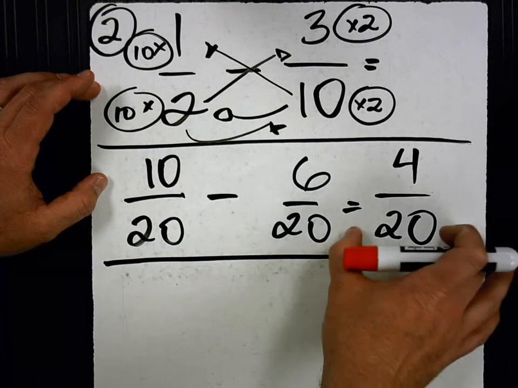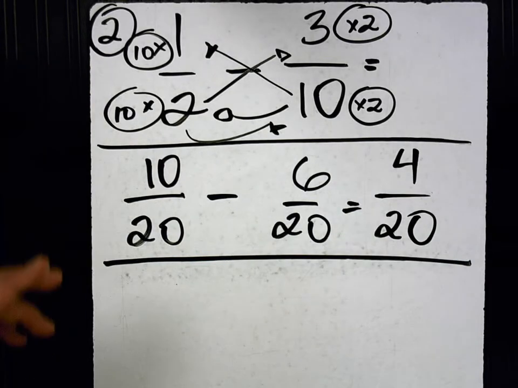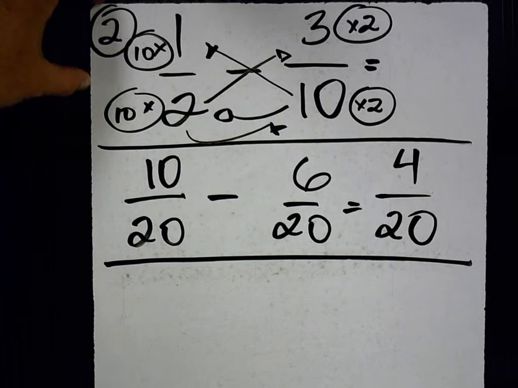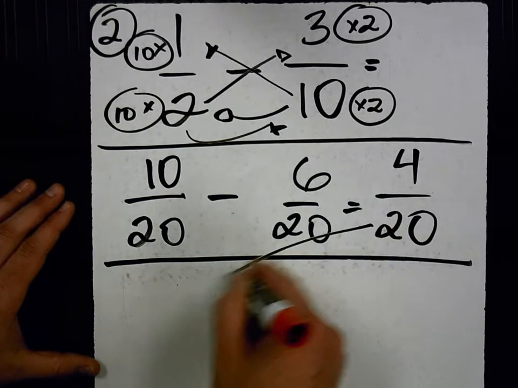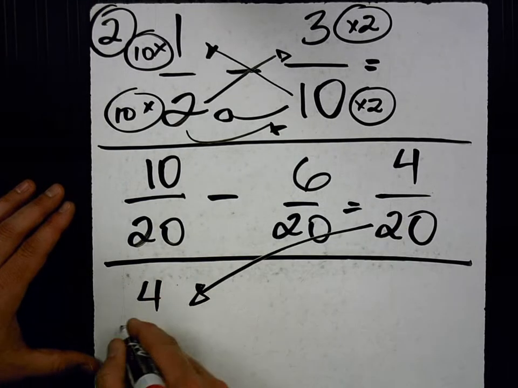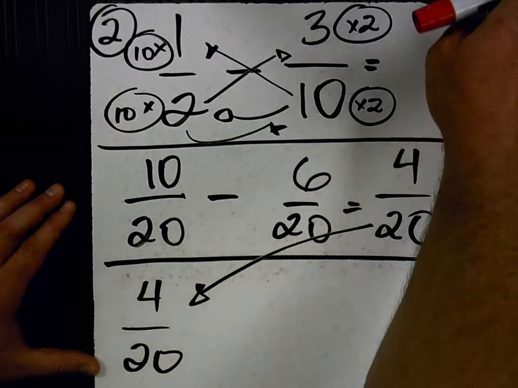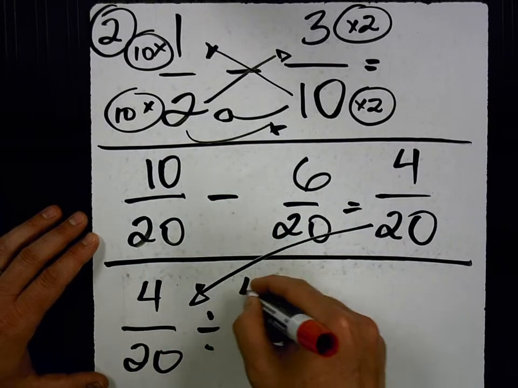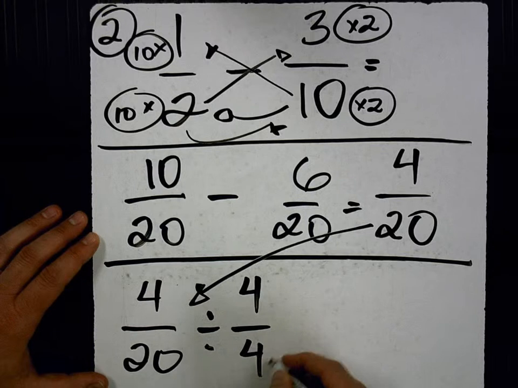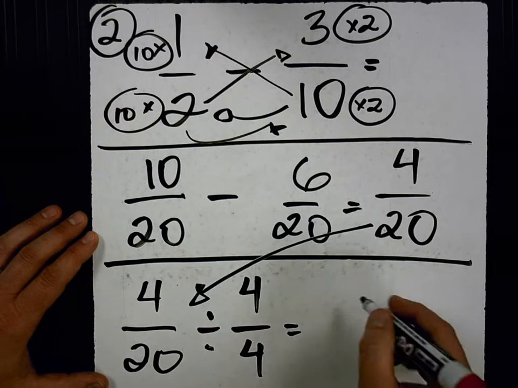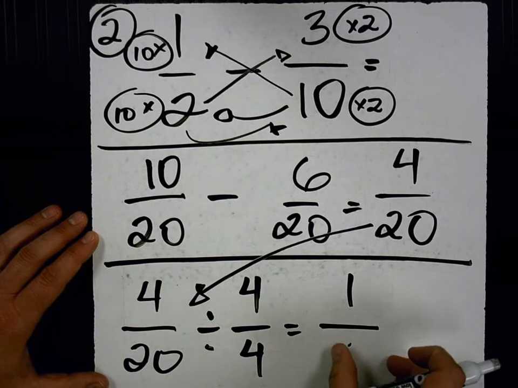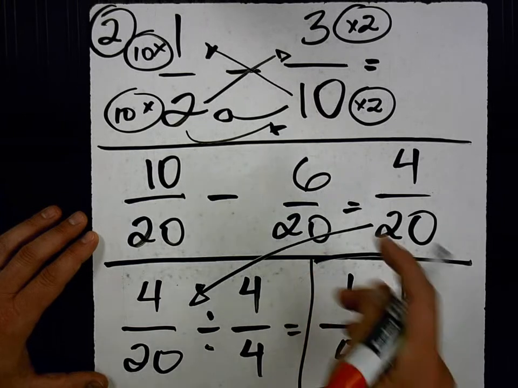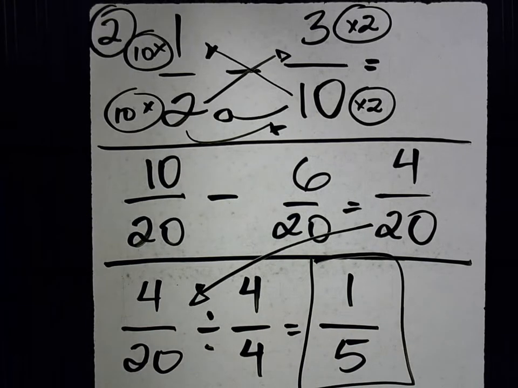4 over 20. You're not done yet, though, because I know, just by looking at this, that we can reduce this down to simplest form. What do we divide by? Can you divide by the numerator? Yes. Always check if you can do that first. What's 4 divided by 4? 1. What's 20 divided by 4? 5. Hold up your board with your answer circled, please.